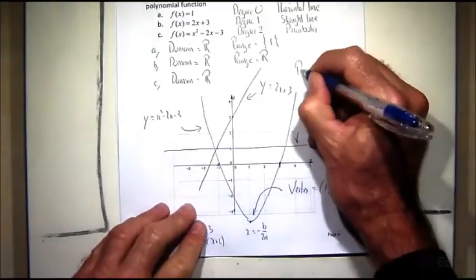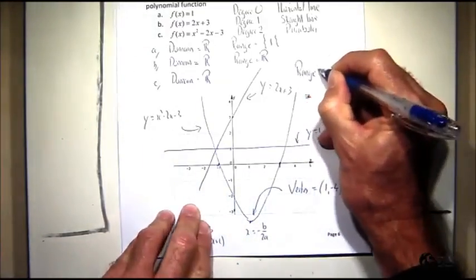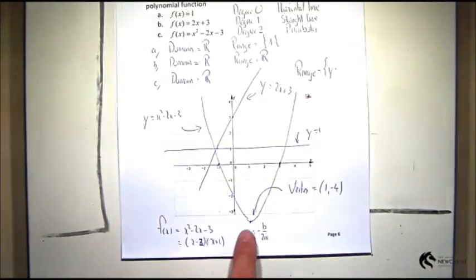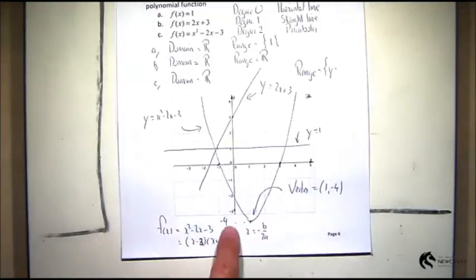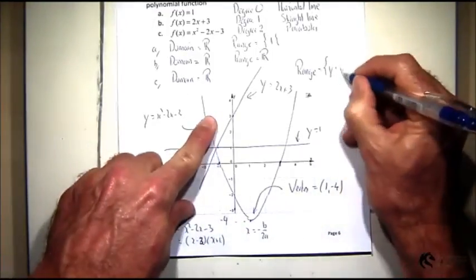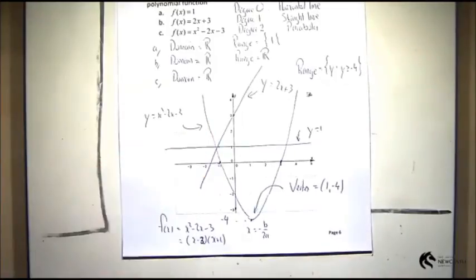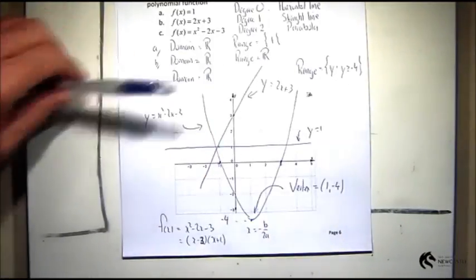Let me come over here and write the range. The range is going to be the set of y values such that y, so I need to come across there, that's minus 4, y is greater than or equal to minus 4, because for all values greater than minus 4, there's a point associated on the function.